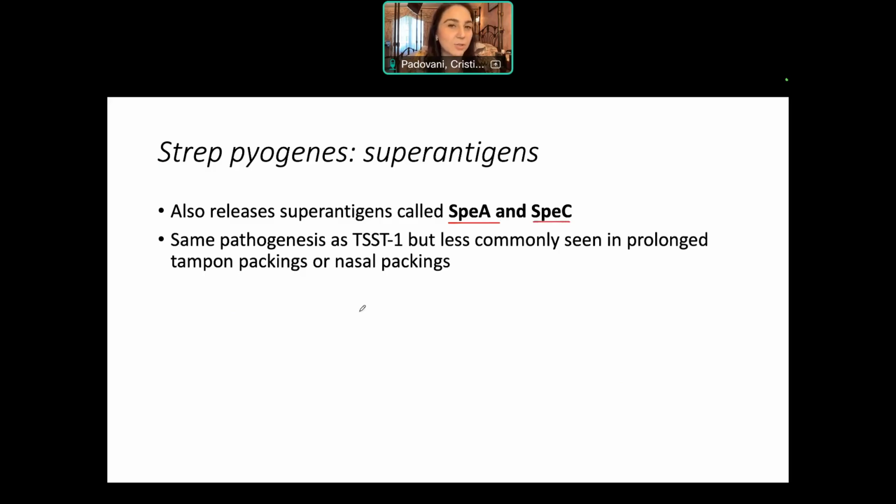It's also a superantigen, so it's the same pathogenesis as toxic shock syndrome, but it's less commonly seen with prolonged tampon or nasal packings. You'll usually see this if you have a strep pyogenes infection, and then now you're having these symptoms of shock. You can think about this superantigen.